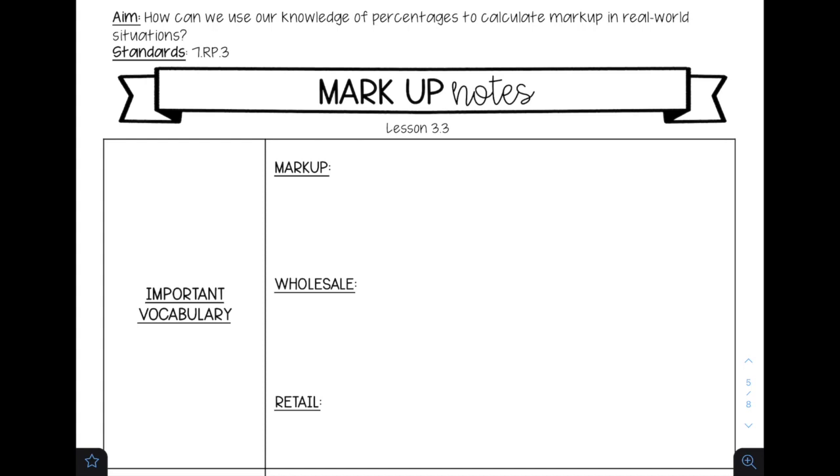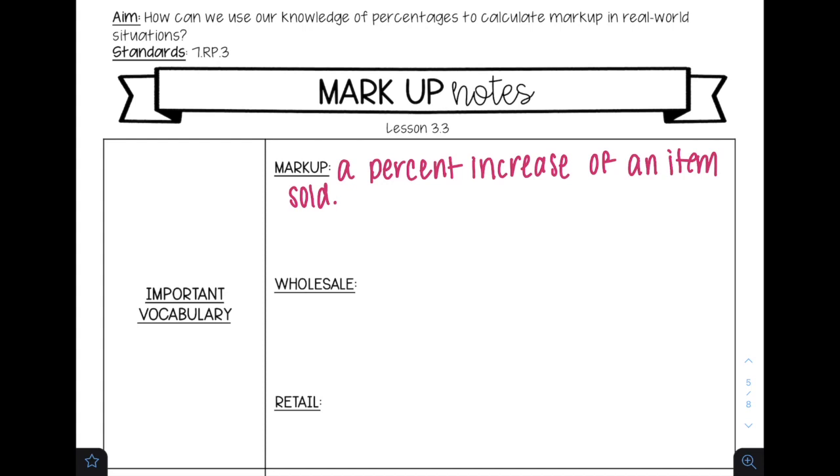So what a markup is basically what stores do. They purchase items and they increase the price by a certain percentage and then sell it at that price. So it's basically a percent increase of an item sold. This is where stores make a profit, meaning this is how they earn their money.